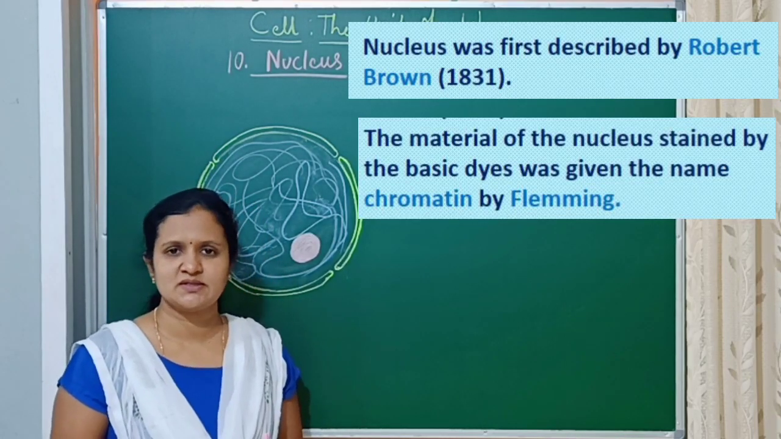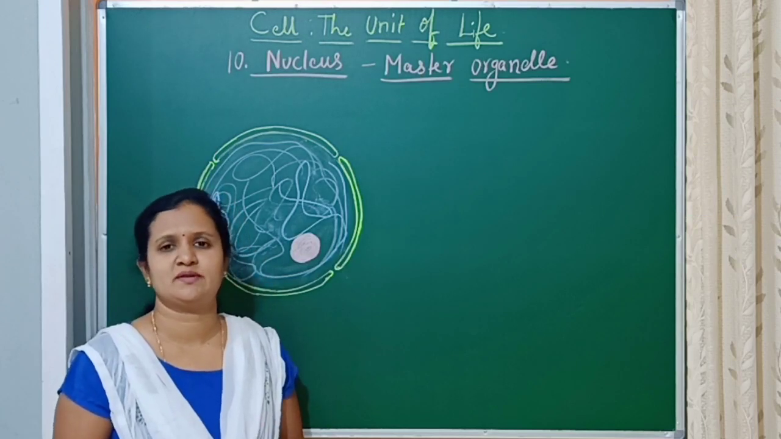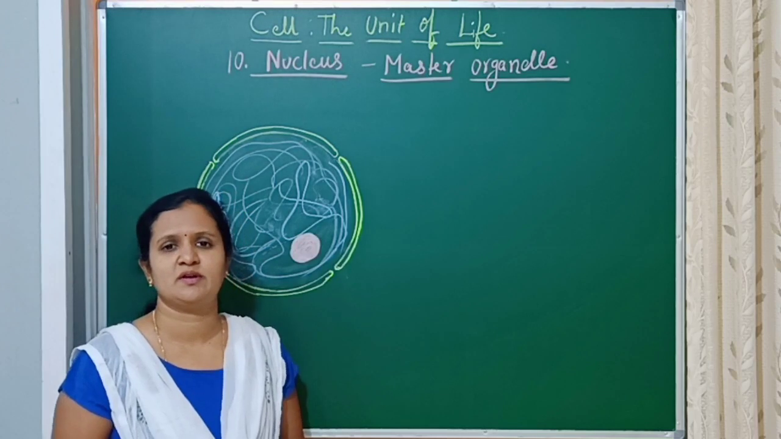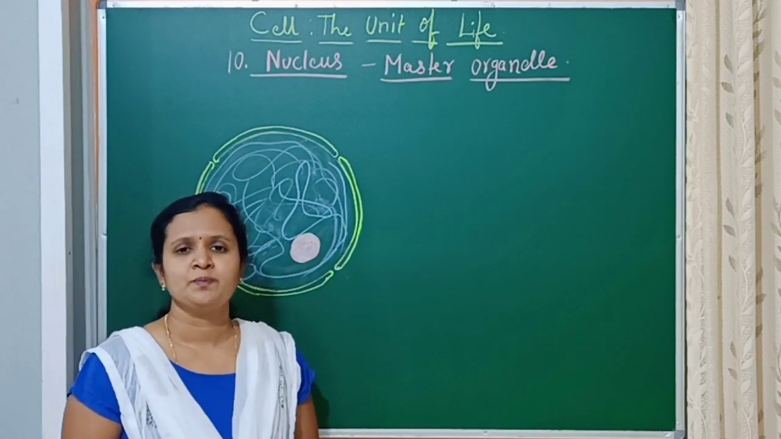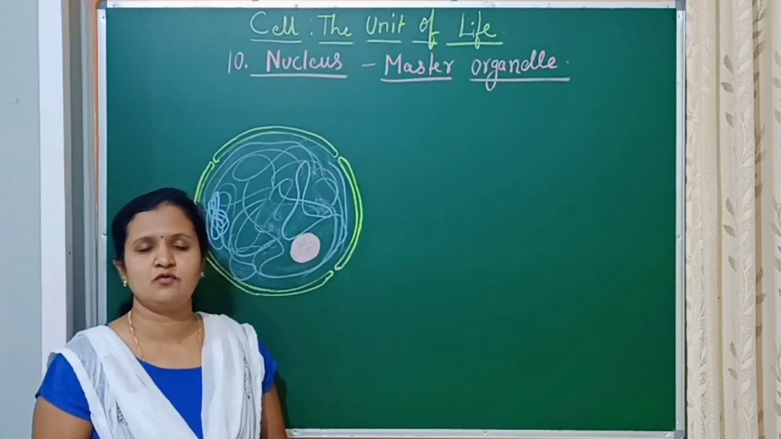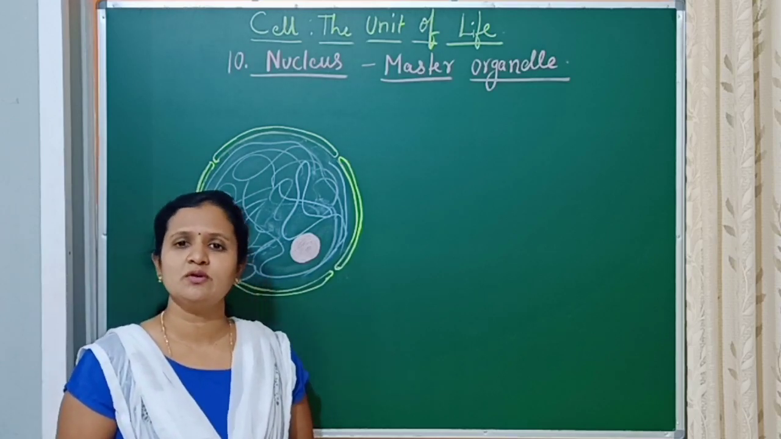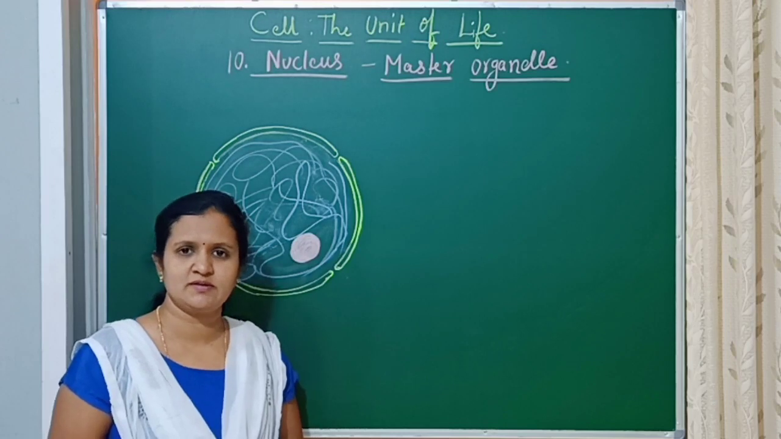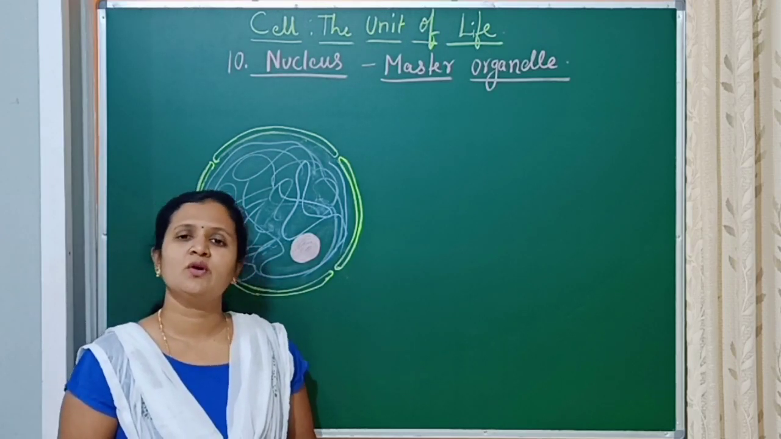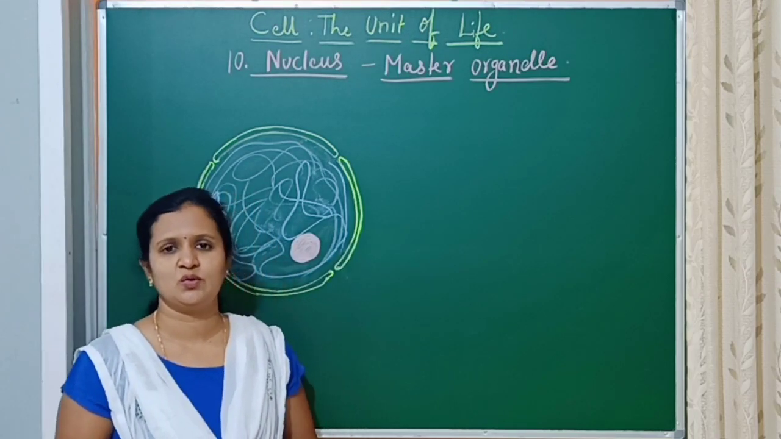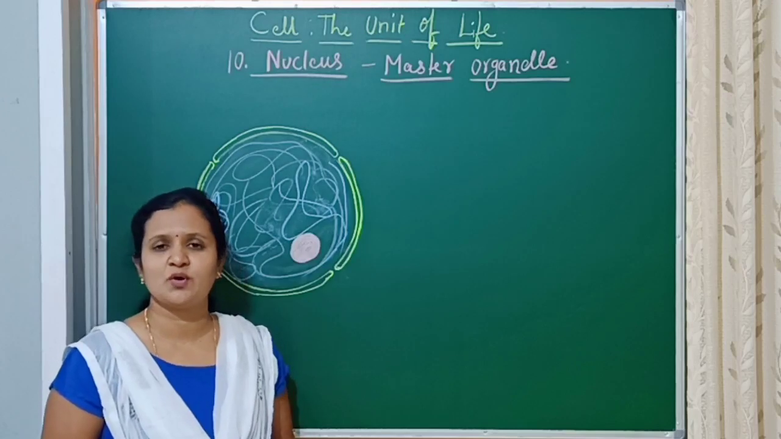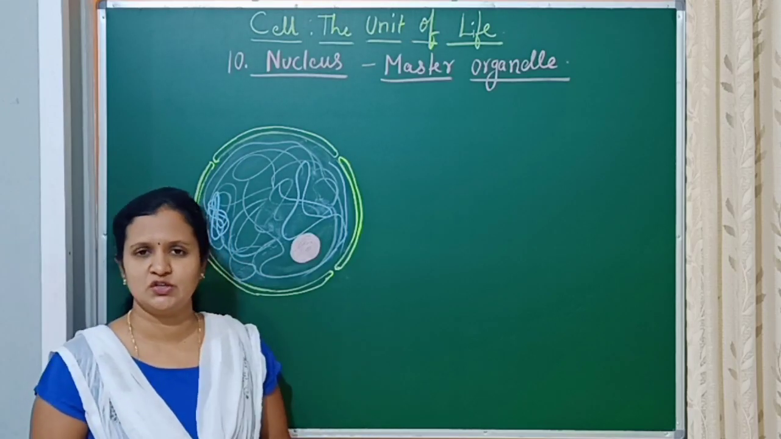Generally, one nucleus is present in one cell, but in some cells many nuclei are present. In some cells, the nucleus is absent. For example, mature RBCs, erythrocytes, and sieve tube elements of plants do not have a nucleus. So in today's session, we'll discuss the structure of the nucleus.